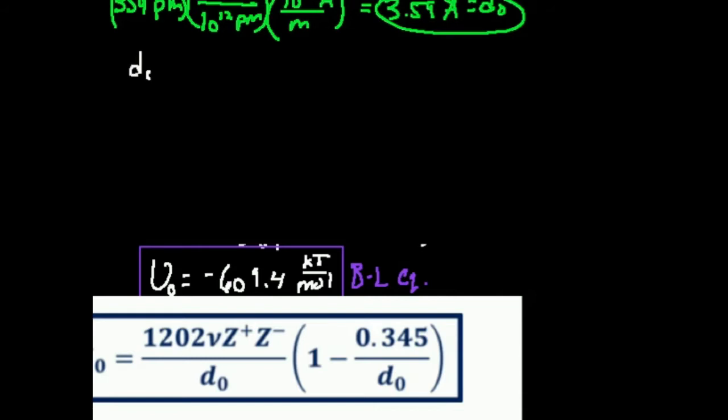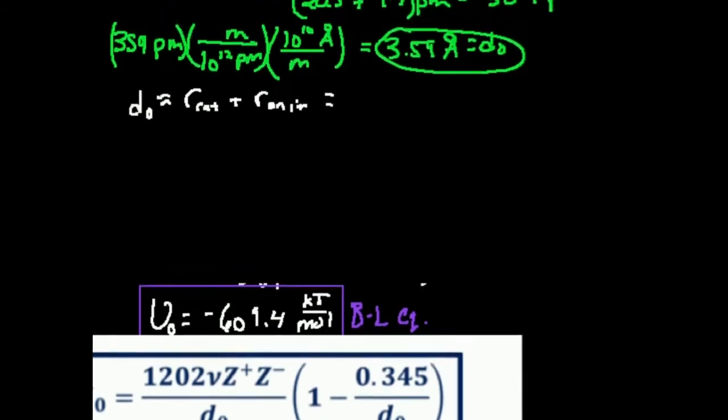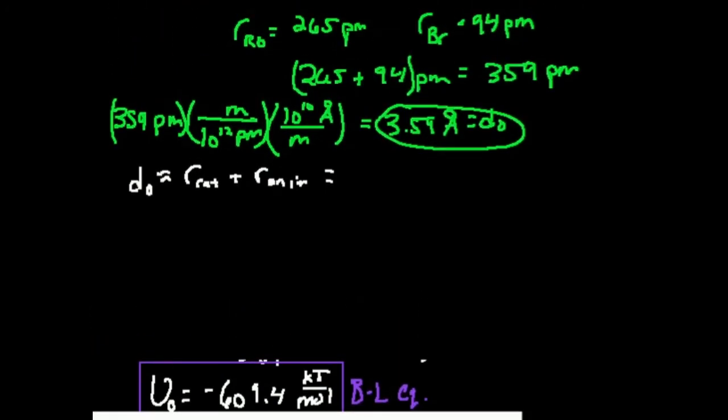So the interionic distance is approximated as the radius of the cation plus the radius of the anion in the lattice. And for rubidium bromide, now this is something I looked up in a table, but I found that the radius of rubidium was 265 picometers. We add on to that the radius of bromide, the anion, which is about 94 picometers. And when we summed those together, we got about 359 picometers.